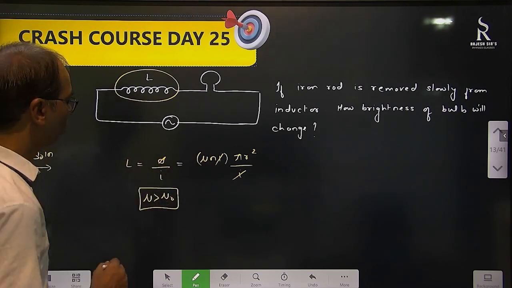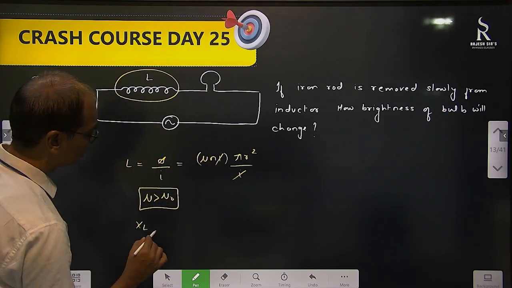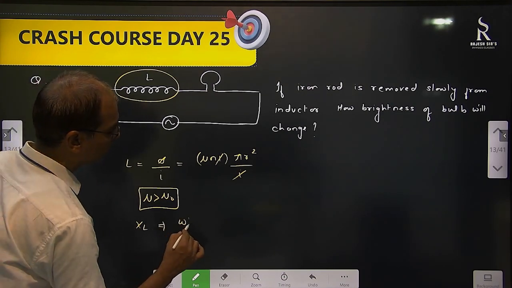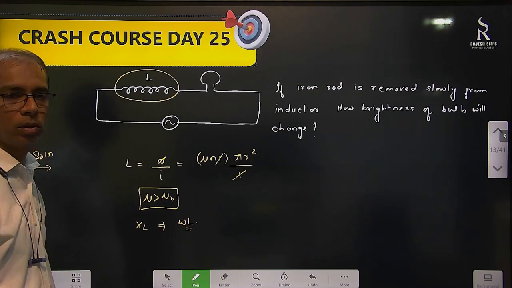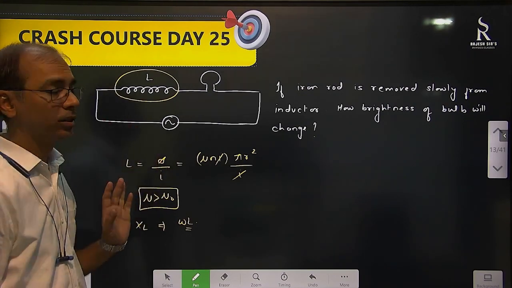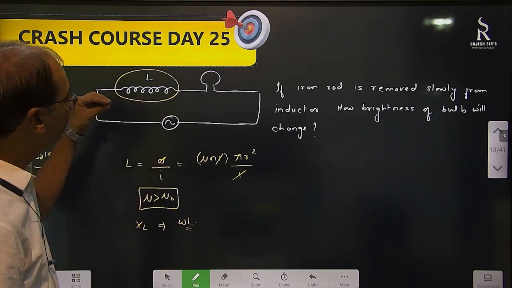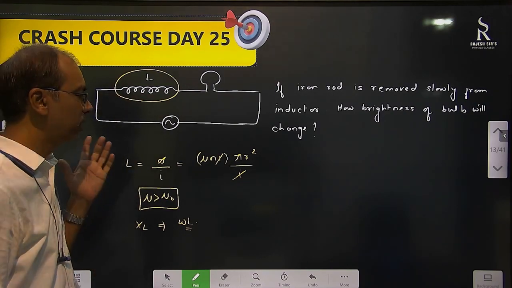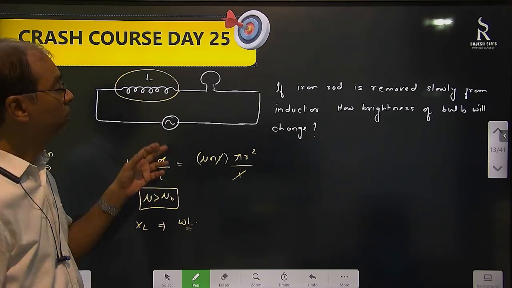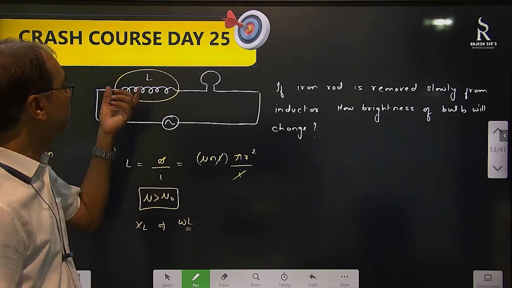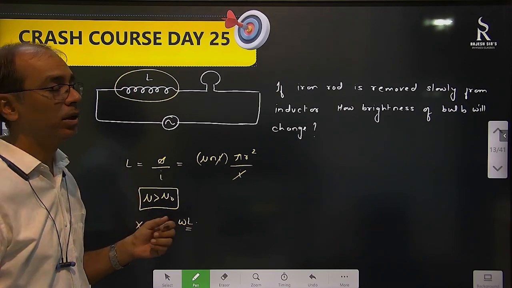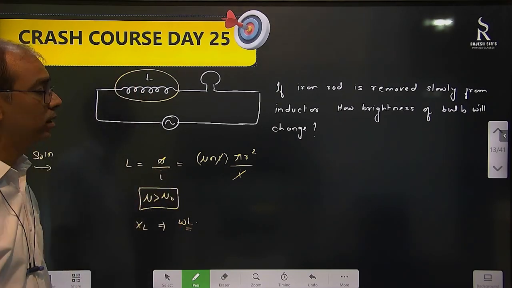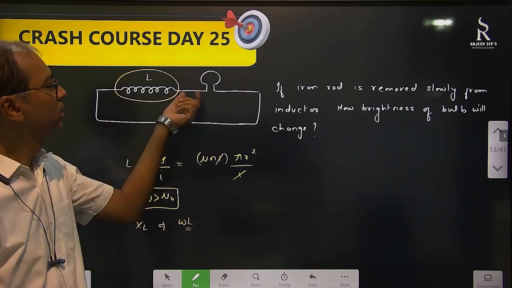When the L value is more, XL is also more, because XL is omega L. So when the iron rod is there, L is more and XL is more. But when you are removing the iron rod, you are decreasing the value of L, which means its resistance is going to decrease. When its resistance decreases, there will be more current in it. Current will increase, and this will give you more light.